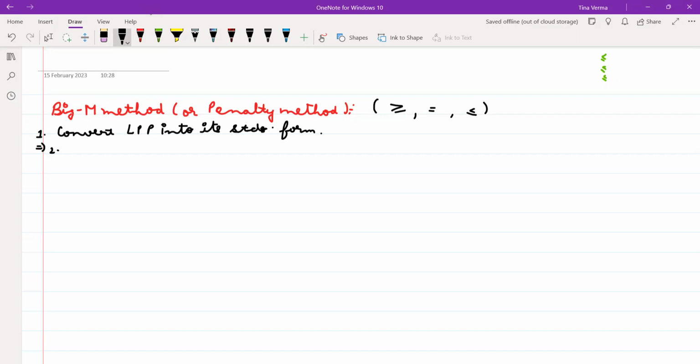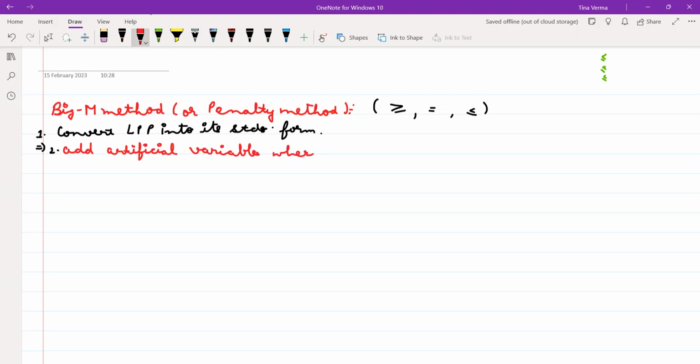Whenever we start the simplex method, we start from the variables which make an identity matrix. Because a surplus variable will not make an identity matrix, and where you have an equality constraint, there you will not have any slack or surplus. So what you have to do is add an artificial variable. This is the one step addition to the previous.